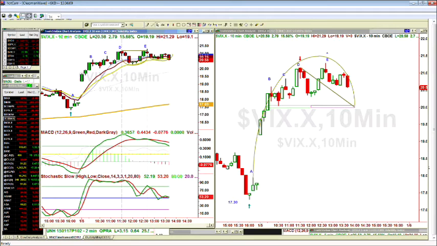Failure pattern, whoops, am I having a problem with the Skype? All right, that's my own picture, but that's not the charts. Yeah, during the break we'll connect.